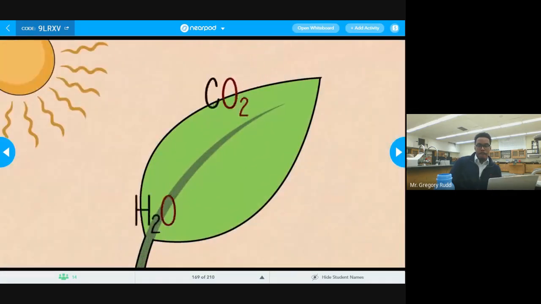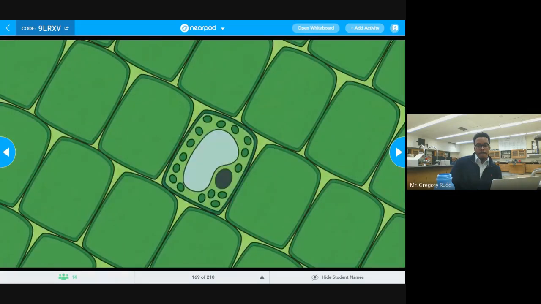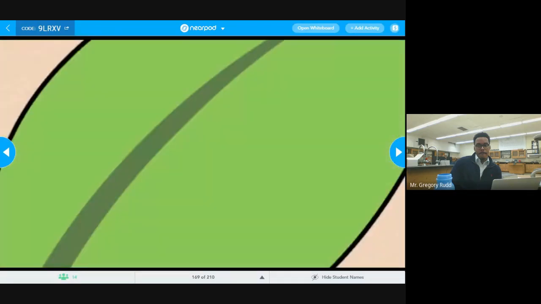Plants use the sunlight to pull oxygen away from water and carbon dioxide, allowing the plant to capture the carbon. This happens in the green chloroplasts found in the leaves of plants. What is that?